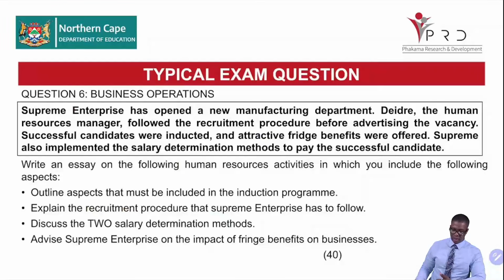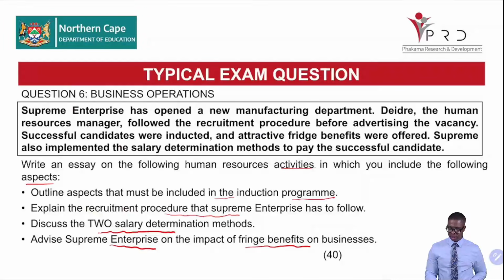Implemented the salary determination method to pay the successful candidate. Write an essay on the following human resource activities in which you include the following aspects. You outline the aspects that must be included in an induction program. You explain the recruitment procedure that Supreme Enterprise has to follow. You discuss the two salary determination methods, and you advise Supreme Enterprise on the impact of fringe benefits.